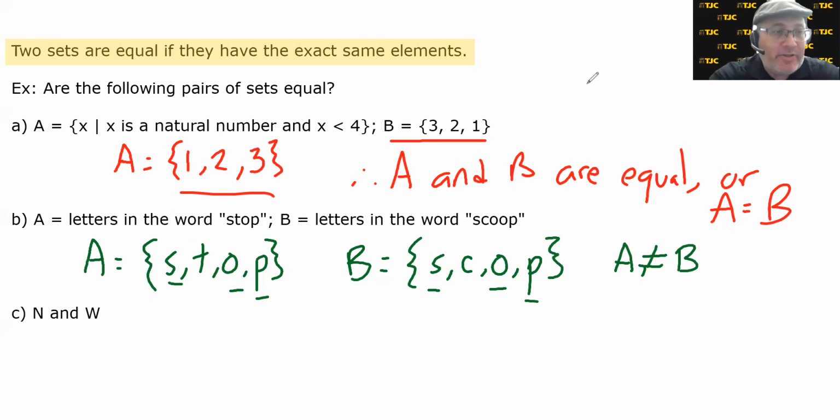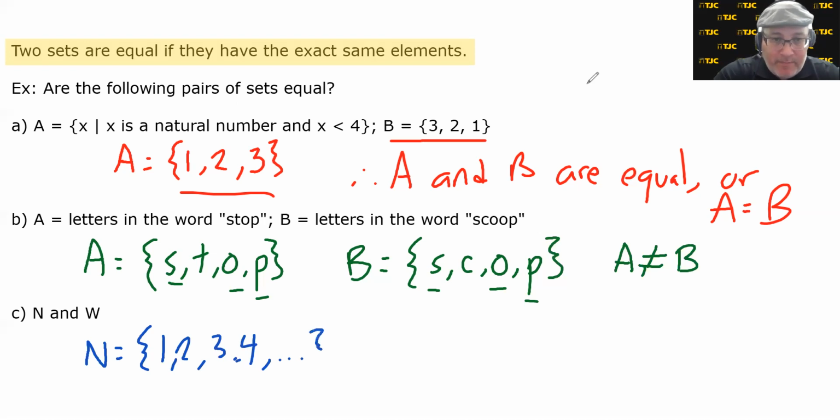And let's take a look at the third one, example C, N and W. Keep in mind that these are specific letters for specific sets, N being the set of natural numbers, which is what you count with. They're also called the counting numbers. So 1, 2, 3, 4, and they go on forever. W is the whole numbers, which is the natural numbers and the number 0. So we start with 0.